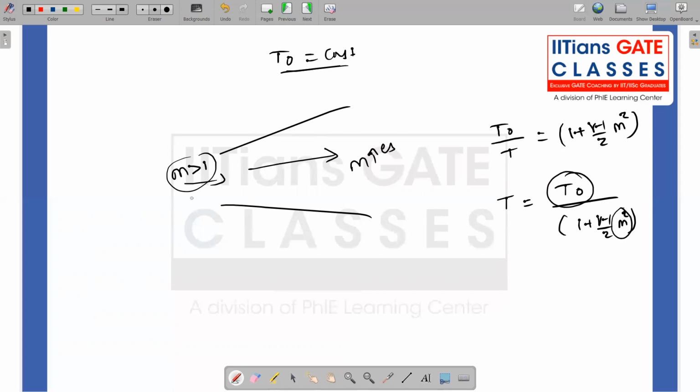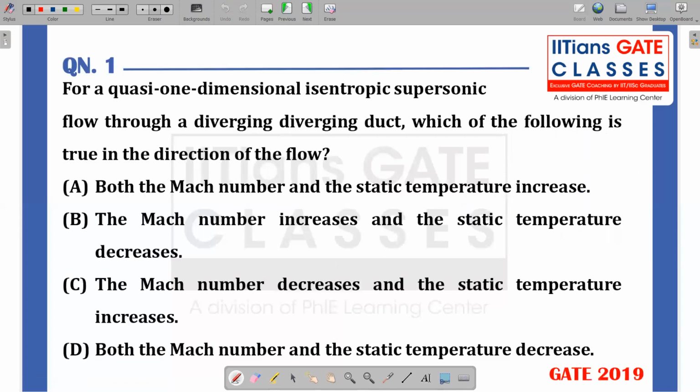In a diverging duct, if it is supersonic at the entry, we know M increases. If M increases, what happens to T? T has to decrease, right? So the static temperature decreases and the Mach number increases. Which of the given options is correct? Option B: the Mach number increases and static temperature decreases. So option B is correct.